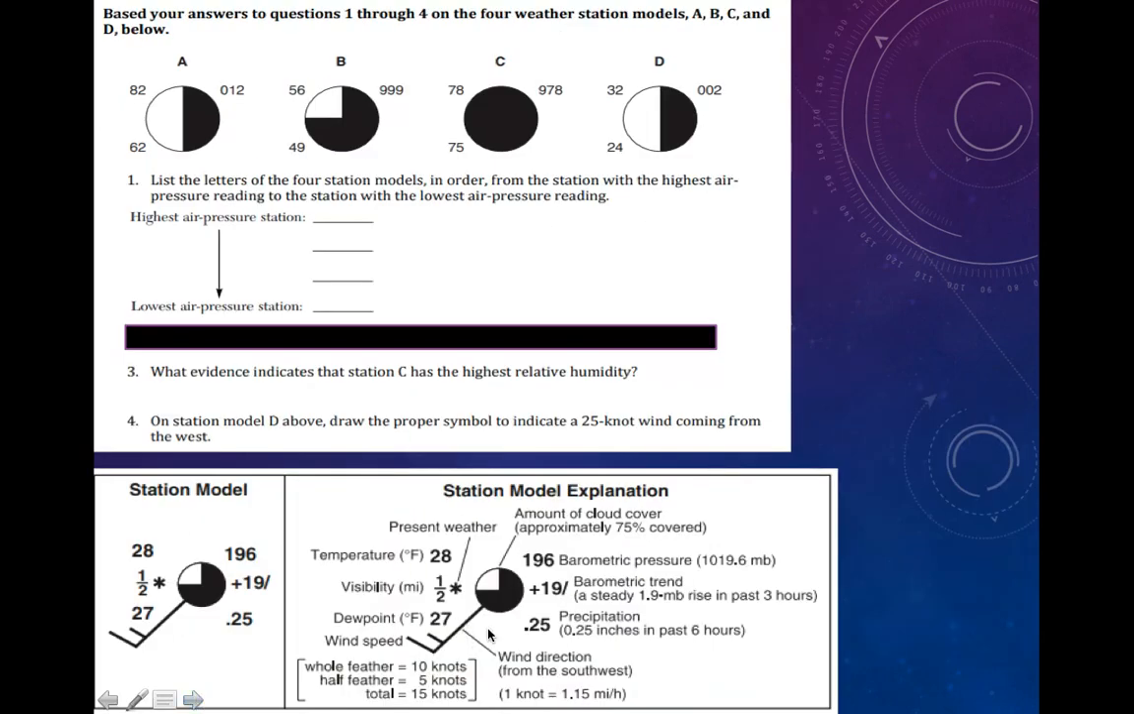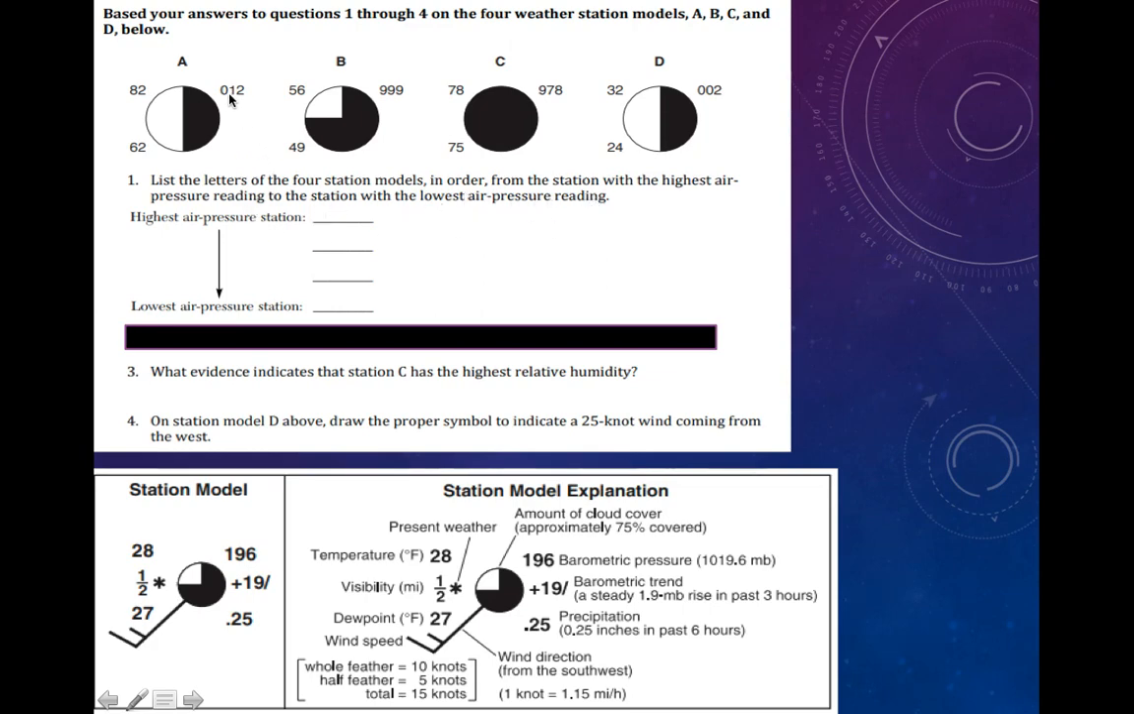So lastly, let's just wrap it up with a part 2 question. And let's see how we do on that. Base your answer to questions 1 through 4 on the 4 weather station models A, B, C, and D below. List the letters of the 4 station models in order from the station with the highest air pressure reading to the station with the lowest air pressure reading.